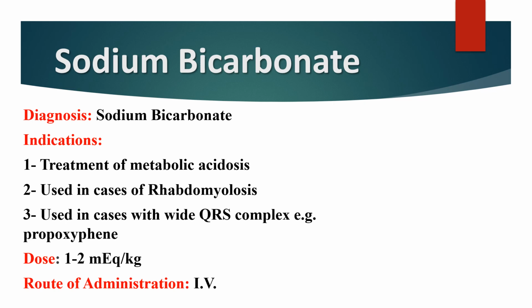Also, we can give it in case of antipsychotic drugs. These antipsychotic drugs, or other toxins, cause a wide QRS complex. If we find on ECG a wide QRS complex, we can correct it with sodium bicarb. The dose of sodium bicarb is very important. It is 1 to 2 milliequivalent per kilo. We also give it intravenous with saline because sodium bicarb is very irritant to the vein. So we must give it in addition to saline or glucose for the patient.